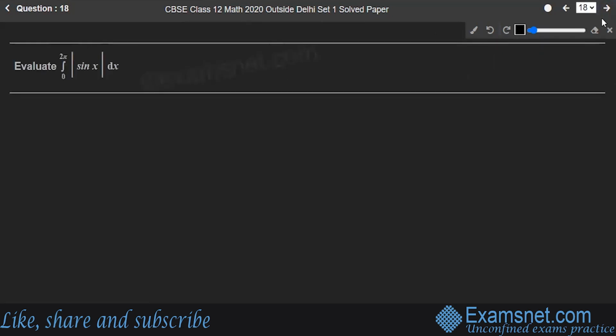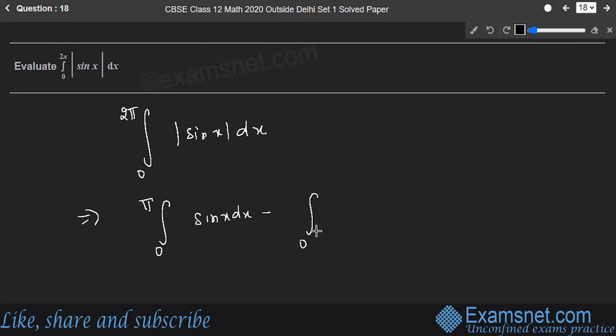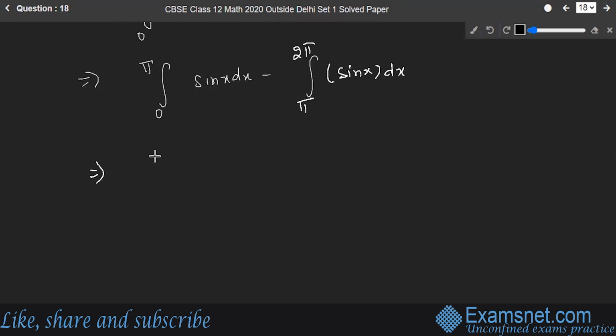So again, an integral problem: you have to find out the integral from 0 to 2 pi of mod of sine x dx, right? This can be written as the integral from 0 to pi of positive sine x dx, minus the integral from pi to 2 pi of sine x dx, since I have already taken the minus outside. Okay, so what is the integral of sine x? It's minus cos x, from 0 to pi, minus, minus, so plus cos x from pi to 2 pi.